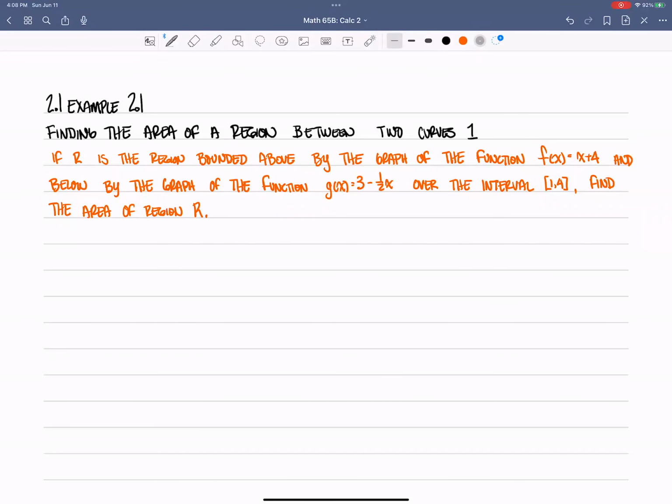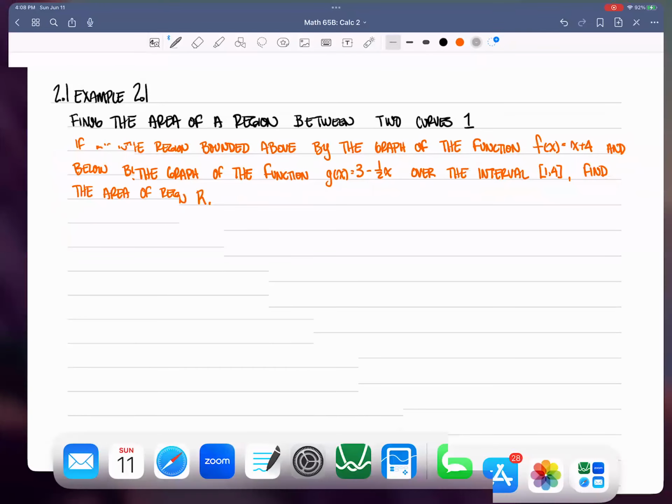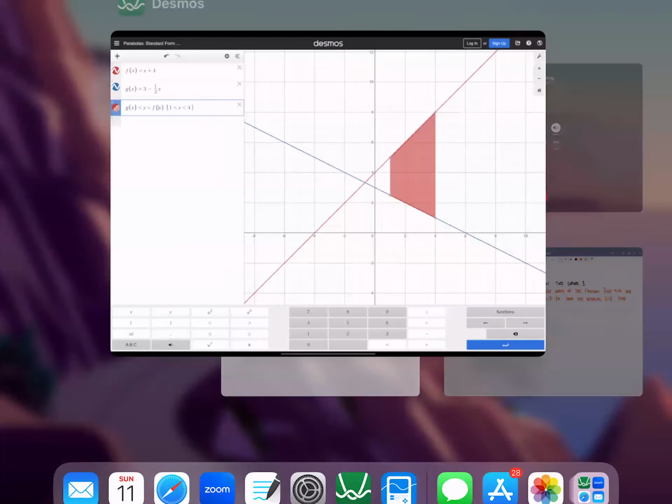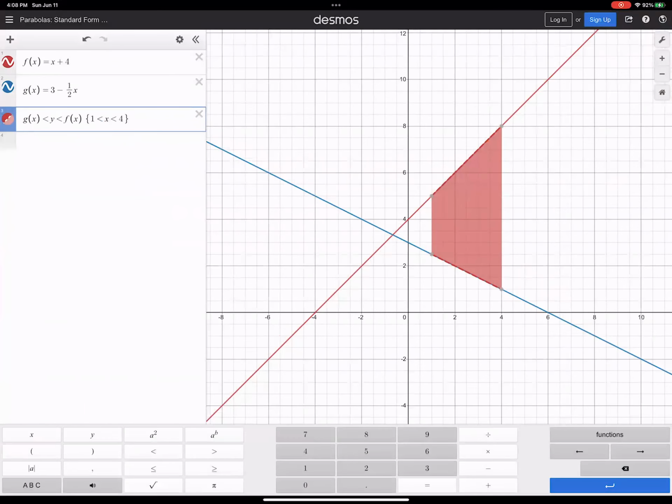Section 2.1, example 1, finding the area of the region between two curves. So if R is a region bounded above by the graph of the function f of x and below by the graph of the function g of x over the interval from 1 to 4, find the area of region R. Let's take a look at what that looks like graphically.